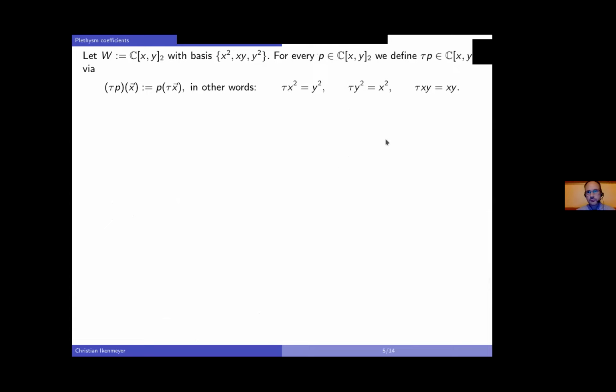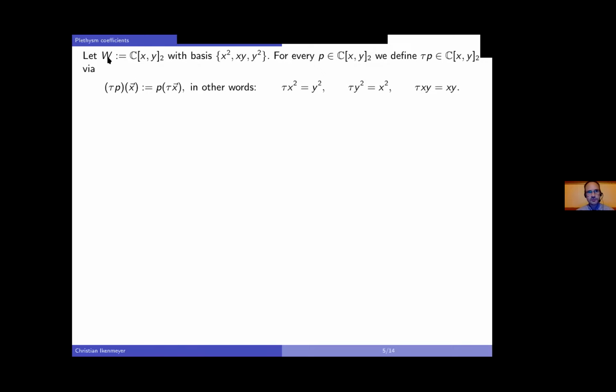Okay, and we will study a very specific type of representation, which is: we want to study homogeneous polynomials of some fixed degree, say in this case degree 2, in 2 variables. Okay, and that space has a basis, and the basis is just given by x squared, xy, and y squared.